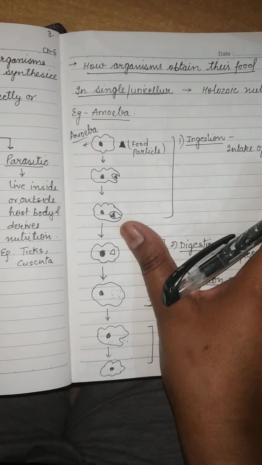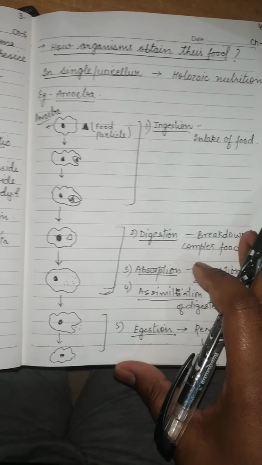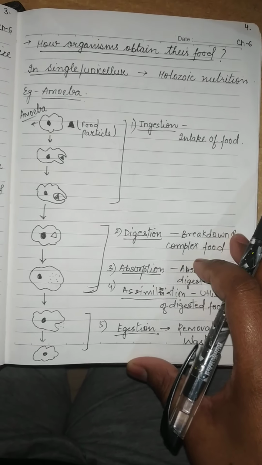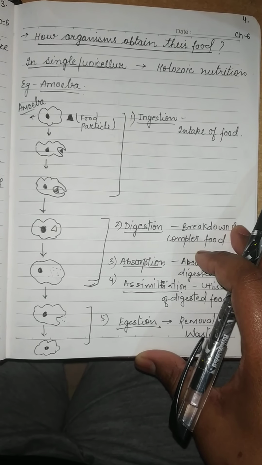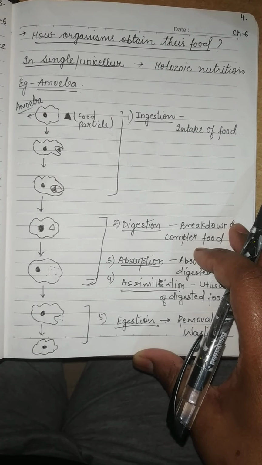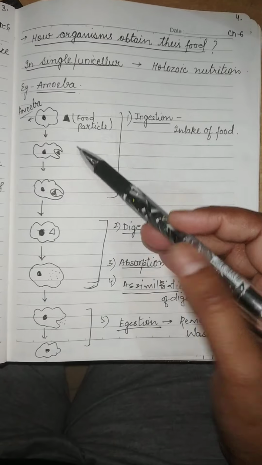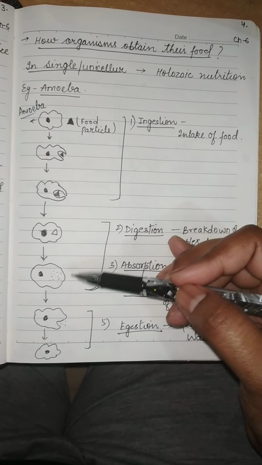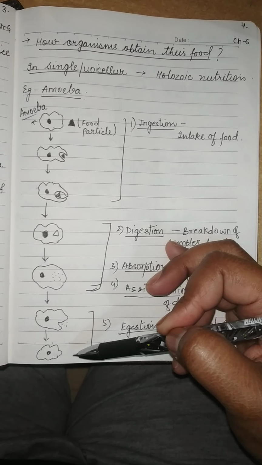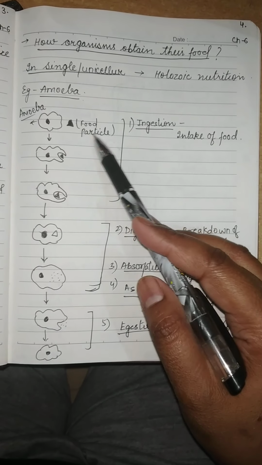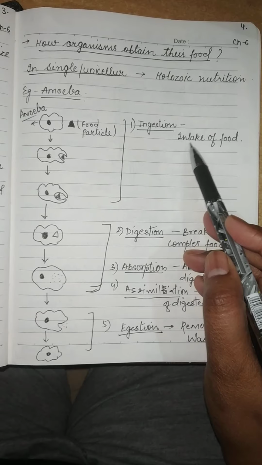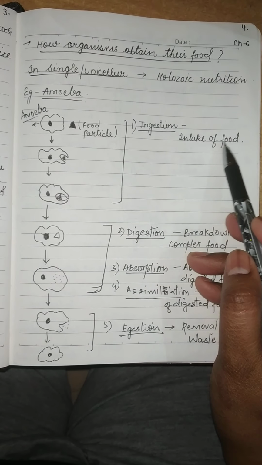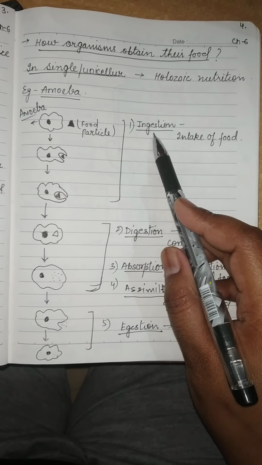Then, how do these animals obtain their food? Firstly, we will discuss a unicellular organism, that is amoeba. In this picture you can see the diagram of amoeba, how it takes the food and excretes the waste. In the first part, when the amoeba intakes the food, the process is known as ingestion.